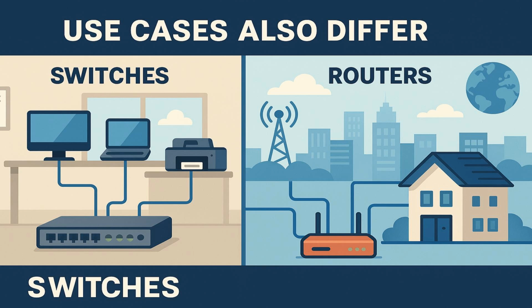Use cases also differ. Switches are ideal for connecting computers, printers, and other devices within offices or homes. Routers are used to link different buildings, cities, or countries. In fact, the internet is just one massive collection of interconnected routers.